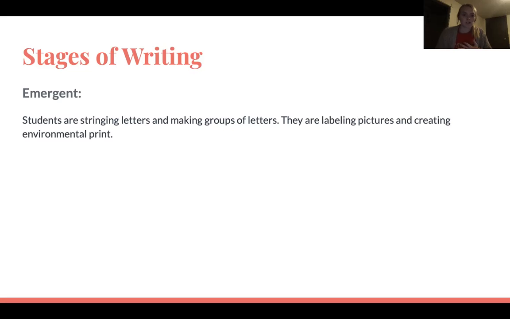Next, we have the emergent stage, which is where students are stringing letters together and making groups of letters. Mostly your students are probably past this. They're labeling pictures and creating environmental print. Some of them are probably right about this stage. If not, they're above it. It's totally fine either way.